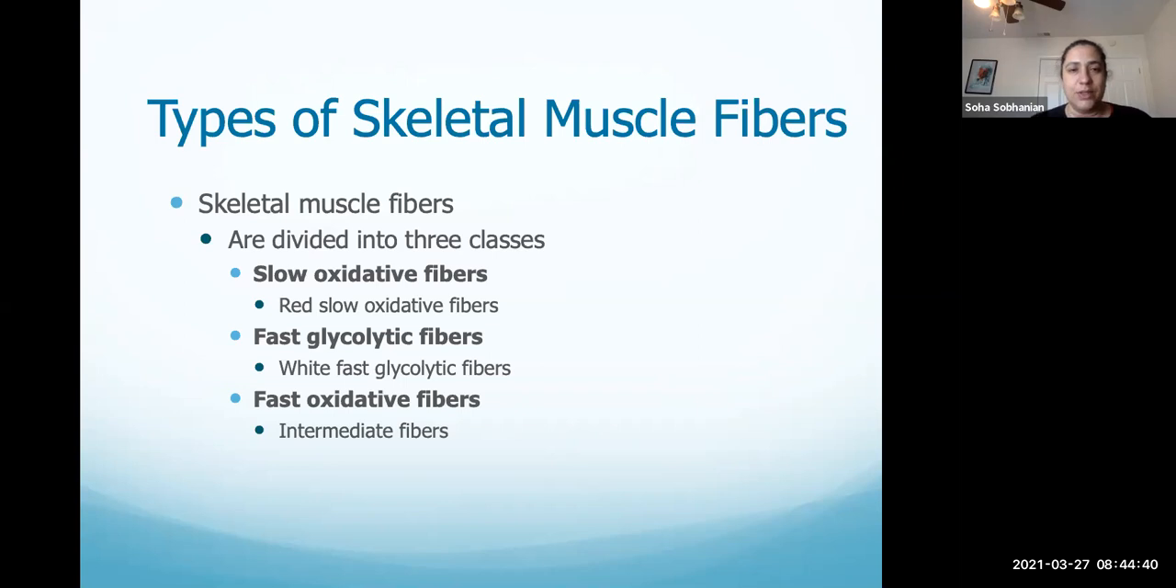So pay attention to this question for me. If you're looking at these 3 categories of muscle, slow oxidative, fast glycolytic, and fast oxidative, which of these muscles need a lot of blood vessels in them? Which of these 3 categories need a lot of blood vessels in the muscle? Write your answer for me, please. I'll give you a minute.